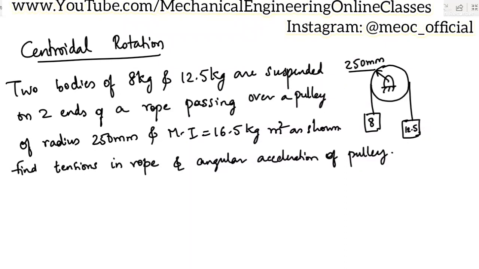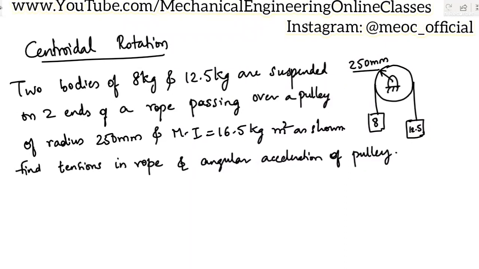Let us see a question on centroidal rotation. Two bodies, 8 kg and 12.5 kg, are suspended on two ends of a rope that are passing over a pulley of radius 250 mm, and the moment of inertia is given as 16.5 kg meter square as shown. We have to find the tensions in the rope and also the angular acceleration of the pulley.